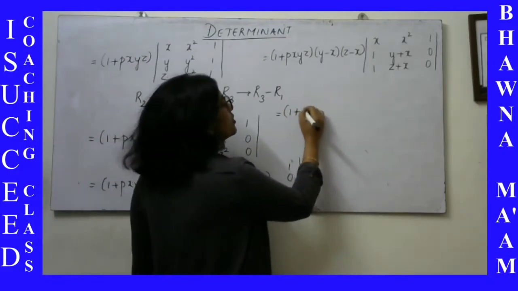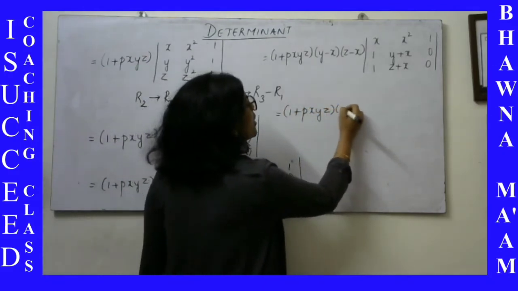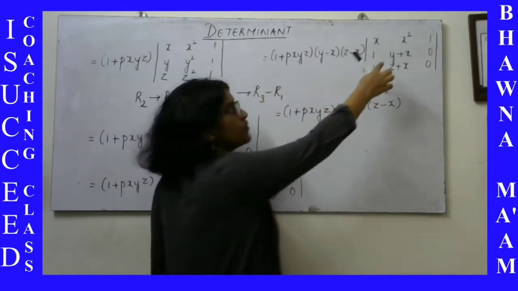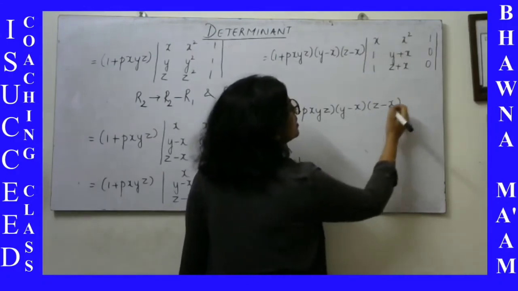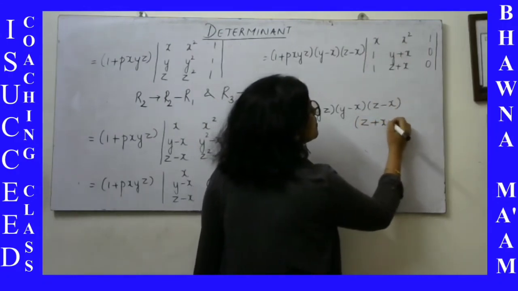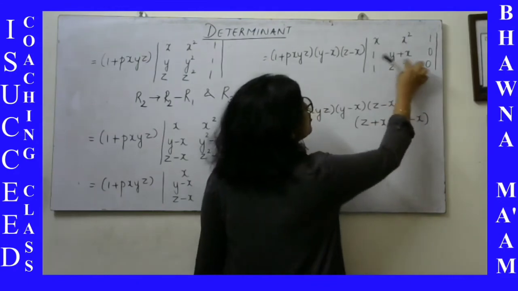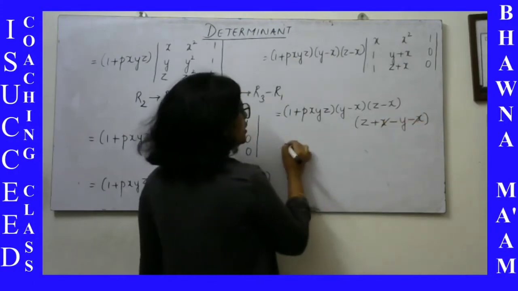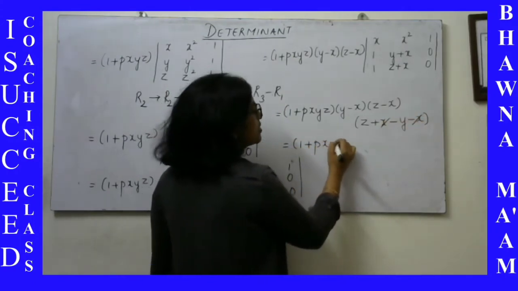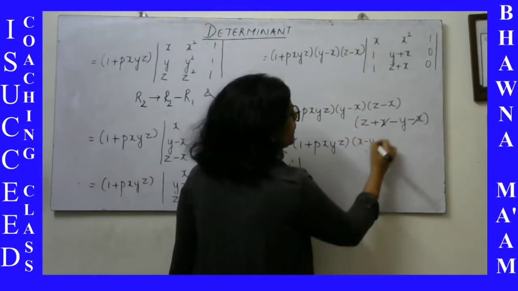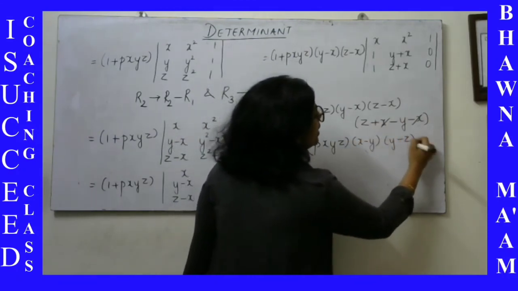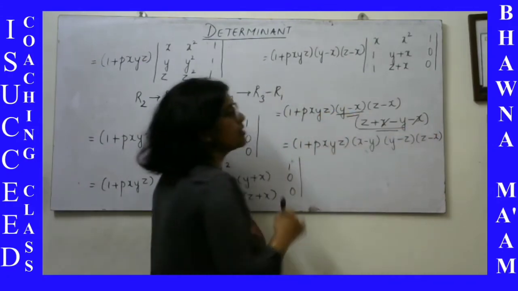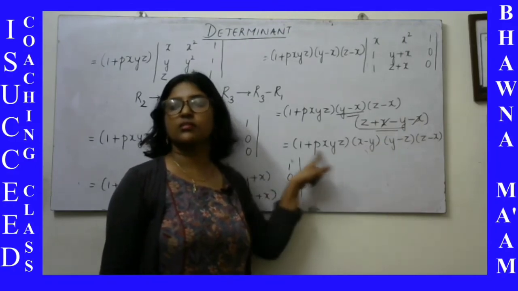Solving this further, this becomes y minus x, z minus x, and let's expand from the third column. So 1 into this. So 1 into what do we have? z plus x minus of this, so minus y plus x. This gets cancelled. If we observe the right hand side, it has x minus y, y minus z, and z minus x. What I have done is I have taken negative common from both of these. So finally I have positive, and this is the right hand side.